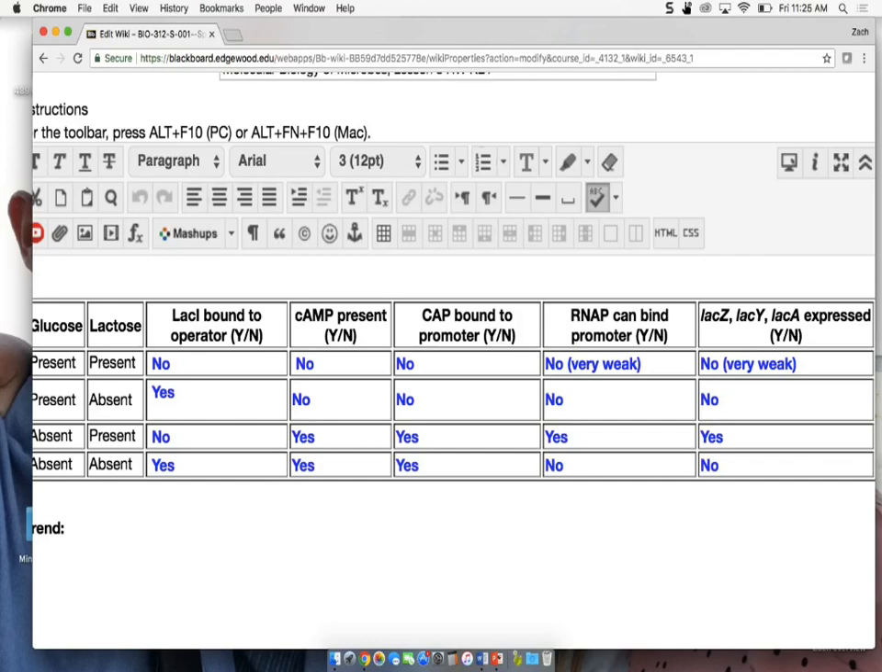So let's go off of what we just said about cyclic AMP. It's a non-competitive activator of CAP. Another way we could describe lactose: it's a non-competitive repressor or a non-competitive inhibitor of lac-I binding to the operator. So, let's draw that out real quick.